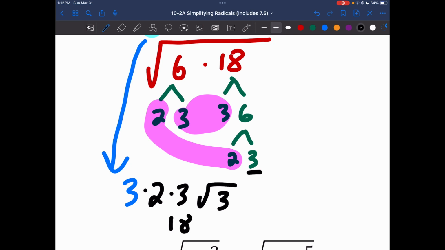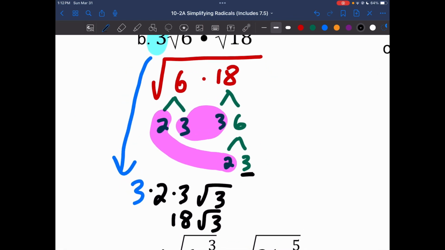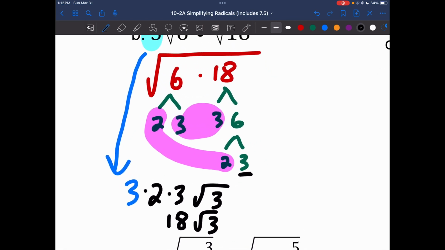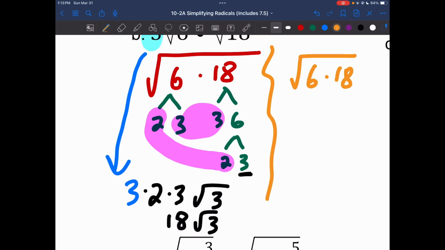That's going to be 18 times the square root of 3. Okay. Now, had we done this a different way, we could see that we've got 6. I'm going to just off to the side here do a quick alternate reality for you. So we have 6 times 18. Well, could you have done 6 times 3 and brought out a pair of 6s?